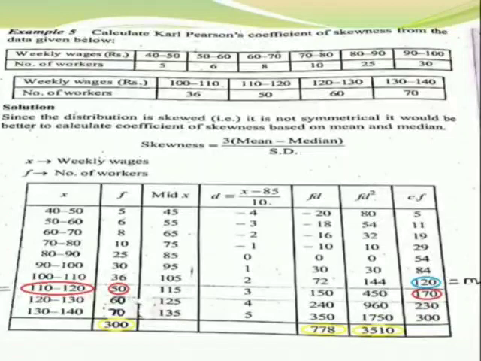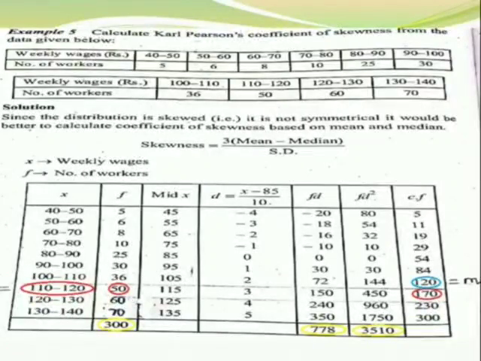Let us construct a table. Our first column is X values, the weekly wages, and the second column is frequency, the number of workers. Next we have to find the mid value X. You know how to find the mid value: we add each class interval's limits and find the average. So 40 plus 50 divided by 2 is equal to 45. 50 plus 60 divided by 2 is equal to 55. Like that you have to find your mid values, and then you have to find the value of D.